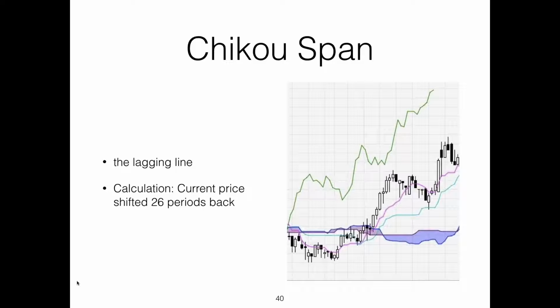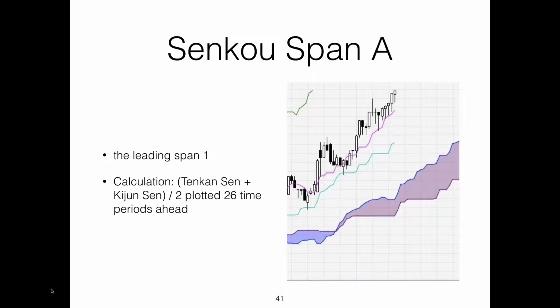The Chikou span is the green line. It is also called the lagging line because it is the current price shifted 26 periods back. The Senkou span A is also known as the leading or preceding line 1. To calculate the Senkou span A, take the Tenkan-sen plus the Kijun-sen, divide that by 2, and plot it 26 periods ahead.